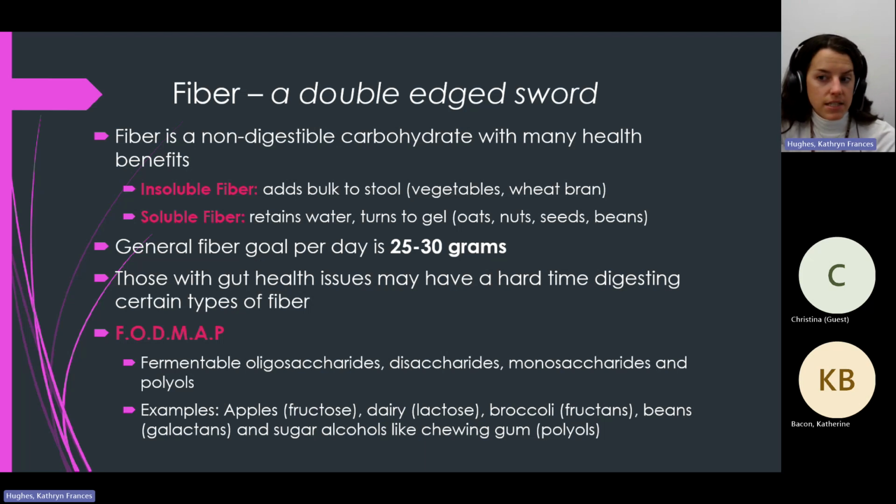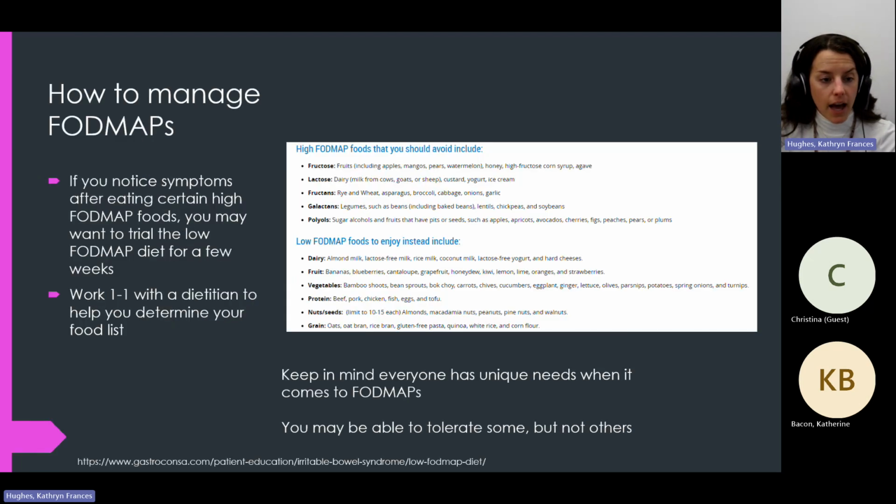So sometimes it's the good stuff too that can cause problems, such as broccoli is super healthy, but sometimes people can't tolerate it. It needs to be cooked or chewed really, really well. And there is a low FODMAP diet that people can follow if you're having IBS and you think that you need to restrict. So we are happy to work with you on that. Again, how to manage FODMAPs.